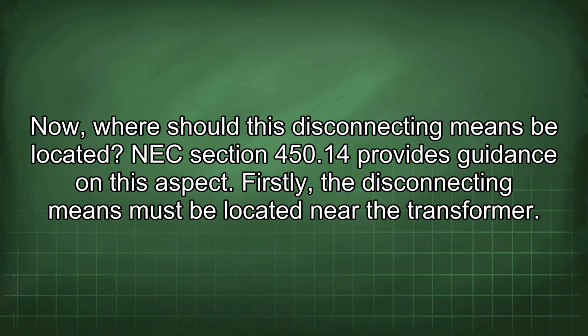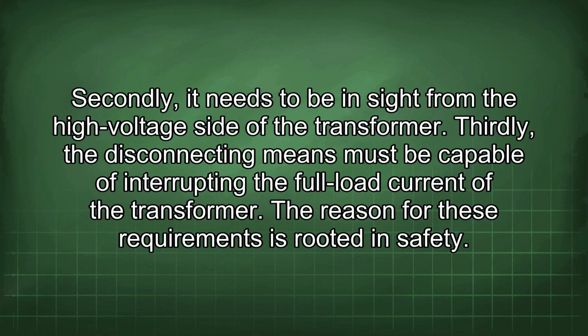requirement. Now, where should this disconnecting means be located? NEC Section 450.14 provides guidance on this aspect. Firstly, the disconnecting means must be located near the transformer. Secondly, it needs to be in sight from the high voltage side of the transformer. Thirdly, the disconnecting means must be capable of interrupting the full load current of the transformer.